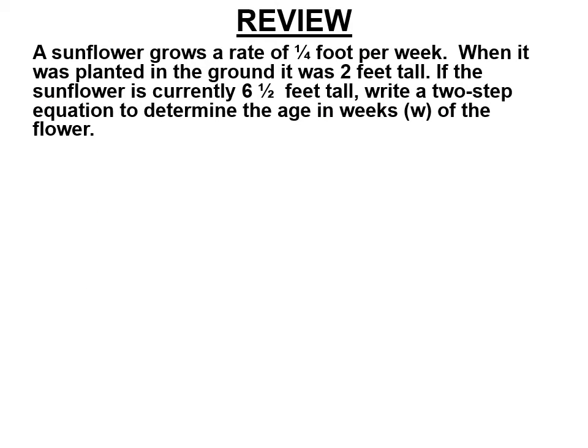The sunflower grows at a rate of 1/4 of a foot per week. So that's going to be our rate, and it's in weeks. When it was planted in the ground, it was 2 feet tall. That's where we started. That's our constant. If the sunflower is currently 6.5 feet tall, we cannot put 6.5 here, right? We're going to make that 13 halves.